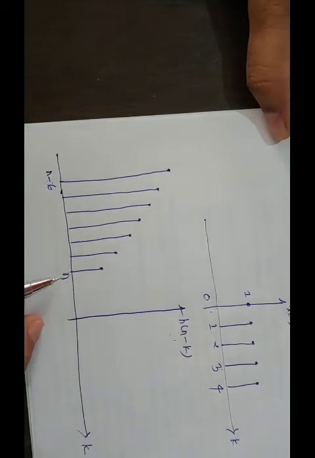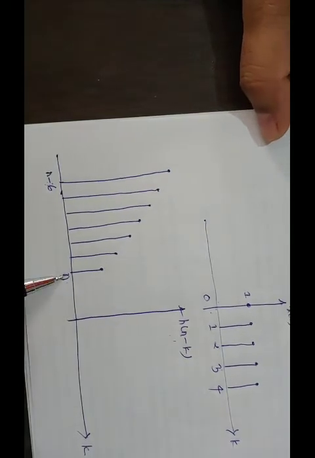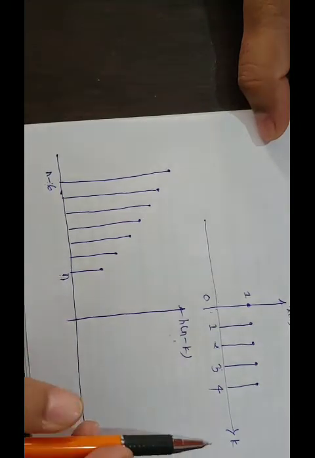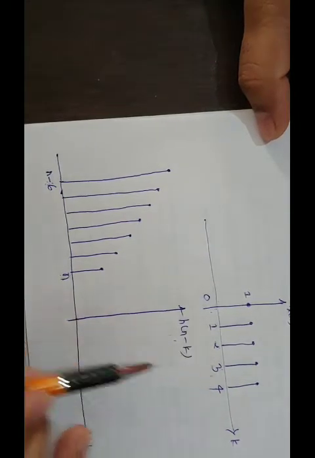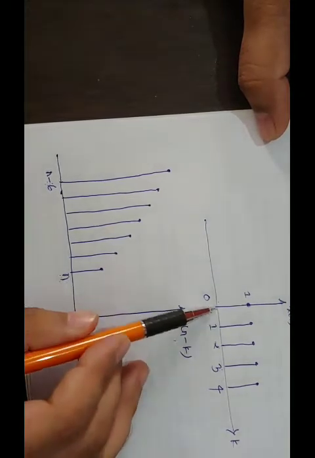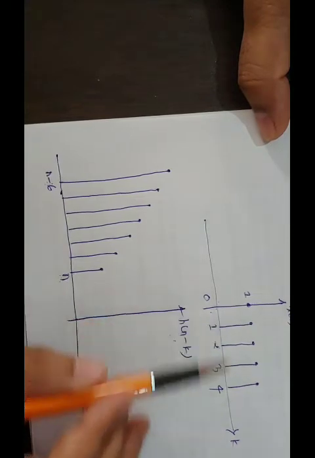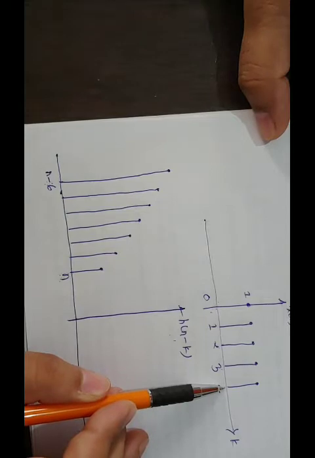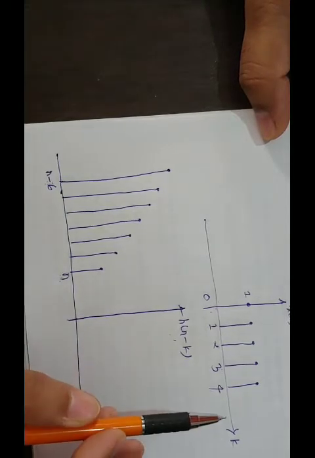Case number 2, I am considering n should be greater than or equal to 0 and less than or equal to 4. Look here, this you can call the head of the impulse response, and this you can call the tail of the impulse response. Now I am restricting my head so that it is greater than or equal to 0 and less than or equal to 4. So that becomes case number 2.